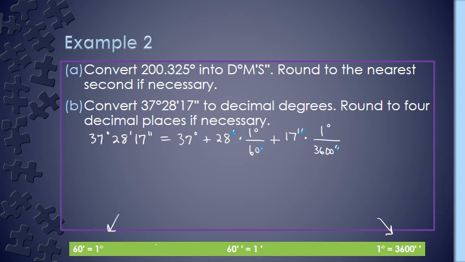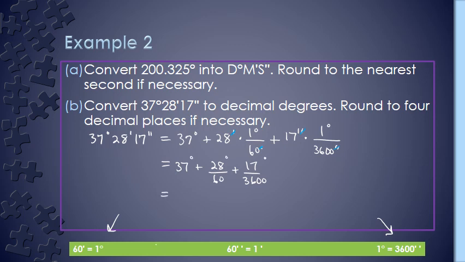And so what you're going to see me put into, or what you should put into your calculator, is simply 37 plus 28 over 60. Let me go ahead and write this all out. 37 plus 28 over 60. Now what happened to the 1? Well, I just multiplied the numerator and the denominator, plus 17 over 3600. And all of these are degrees. I'm not going to put the degrees into my calculator, but we know that they are there.